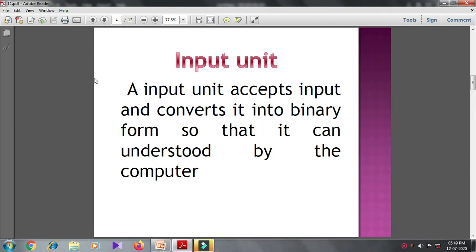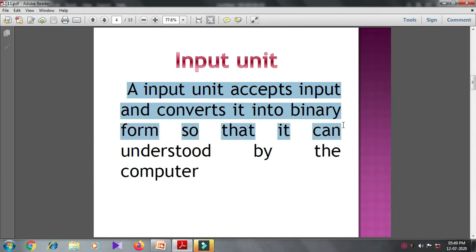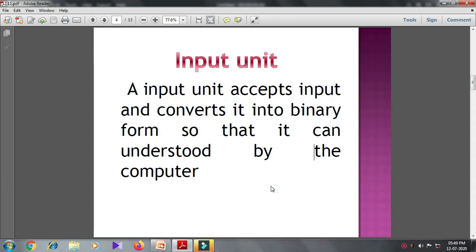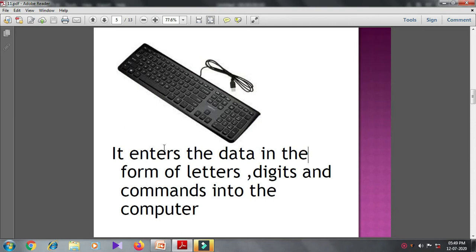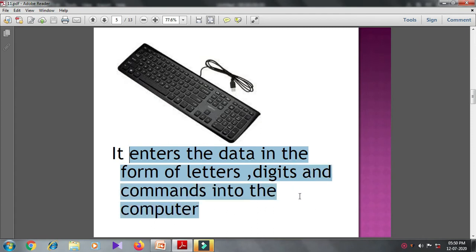Input unit. An input unit accepts input and converts it into binary form so that it can be understood by the computer. Let us now discuss the most extensively used input devices. Keyboard. The most commonly used input device is a keyboard, which directly enters the data in the form of letters, digits and commands into the computer.